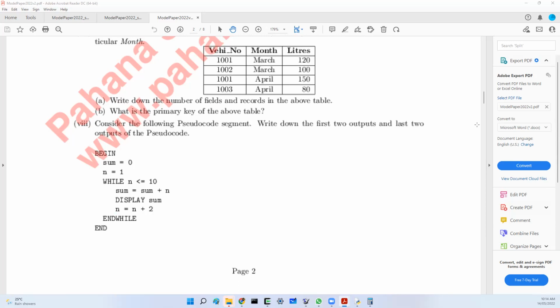What are the first two outputs and last two outputs? 1 and 4. Last 16 and 25. So in this one, it will go like 1, 3, 5, and so on. So 1 and 4, and finally 16 and 25. Are you sure? Yeah, it should be n, right? Limiting to 10, right? Yeah. So that means we have 1, 3, 5, then 7 and 9. Okay, yeah. Yeah, true.